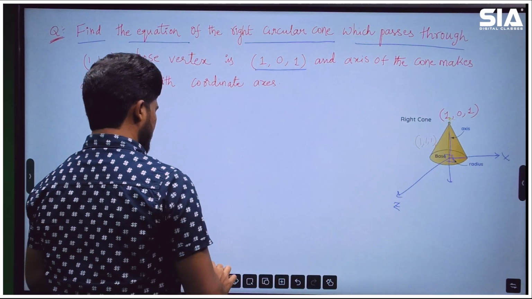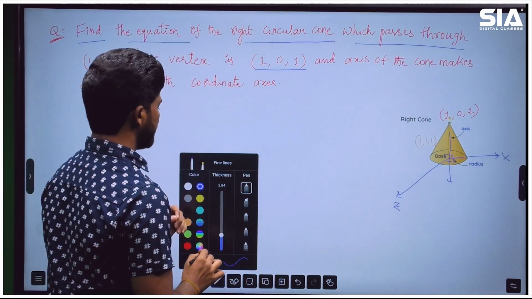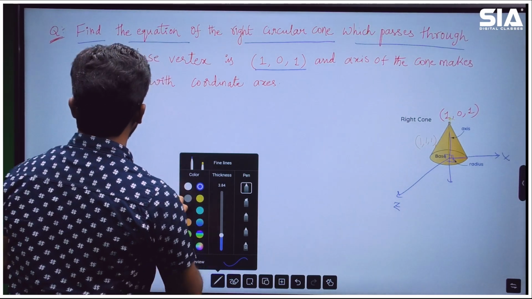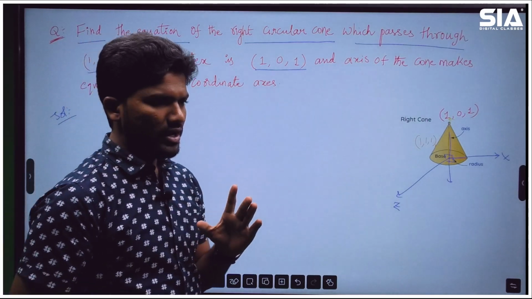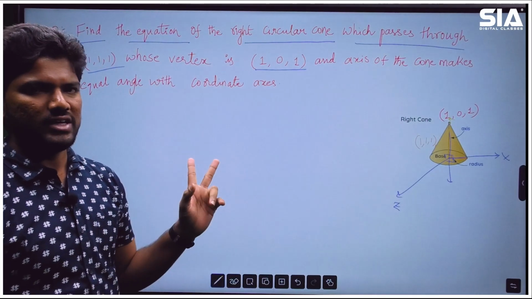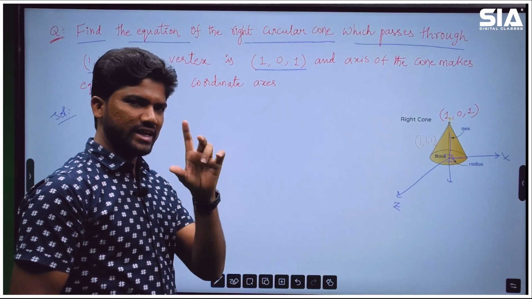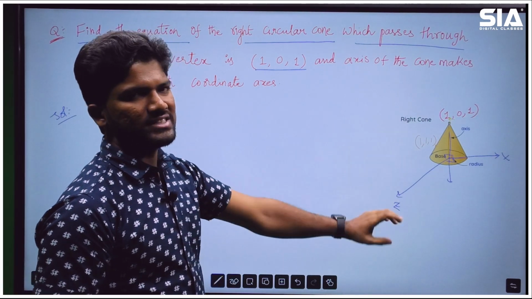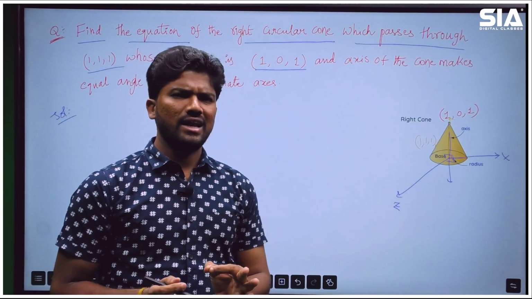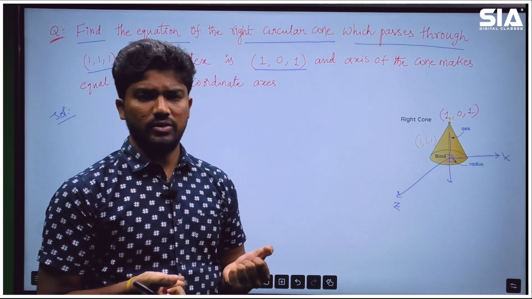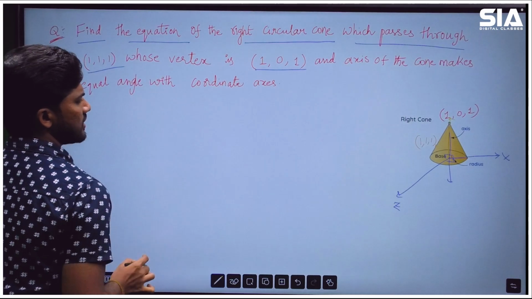So with the help of this given data, we have to find the equation of the right circular cone. Observe carefully, one of the very important problems in this method. Why? Because here we don't have the semi-vertical angle. In previous two problems, we had the semi-vertical angle 30 degrees or 60 degrees or 45 degrees, but here we don't have it. Whenever we don't know the semi-vertical angle, how can we find the cos theta value? From the direction ratios only we have to find the cos theta.